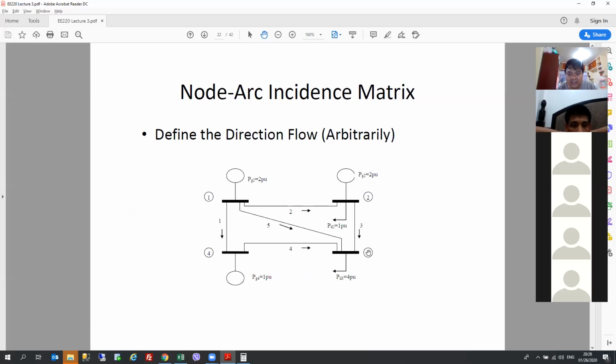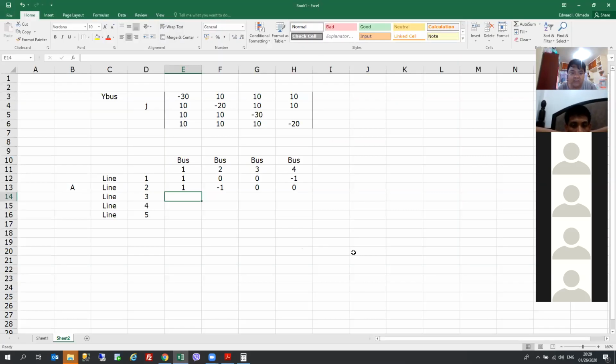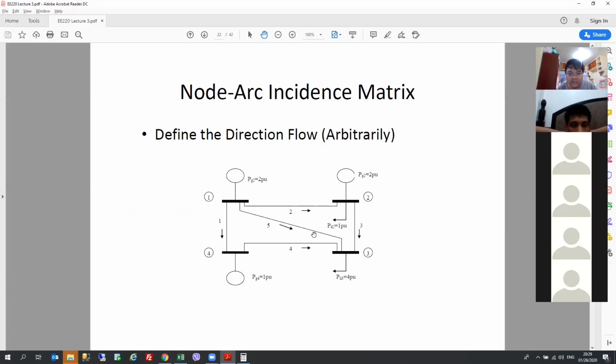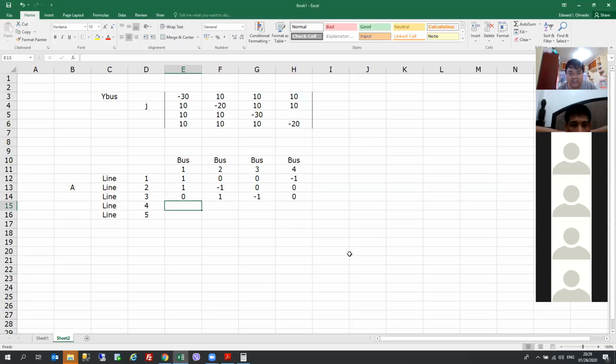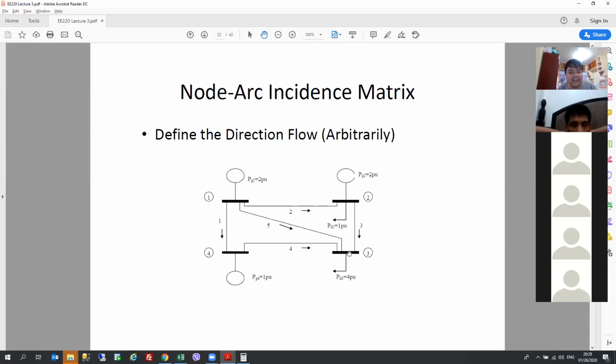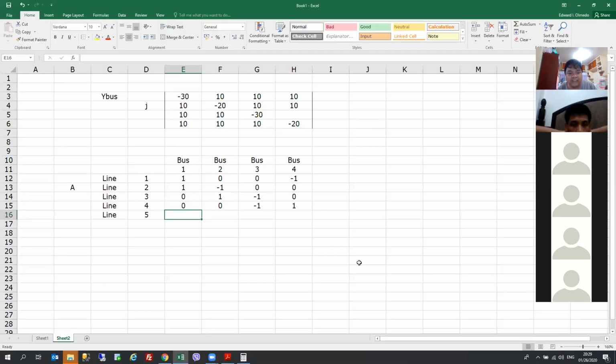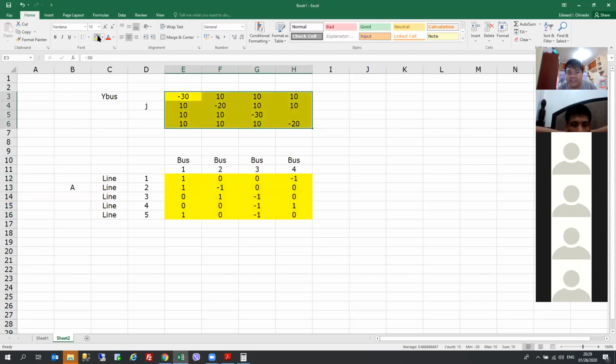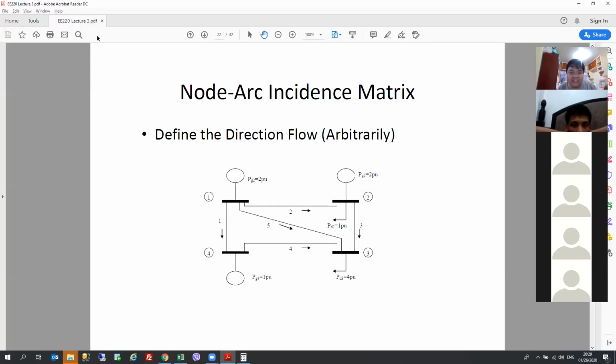Line 3, ito. From bus 2 to bus 3. Yan yung assumption. From bus 2 to bus 3. Line 4, from bus 4 to bus 3. So from bus 4 to bus 3. And then lastly, line 5 is from bus 1 to bus 3. Okay? So ito na yung node arc incidence matrix natin. Whereas ito yung Y bus. Okay? So we got that already.